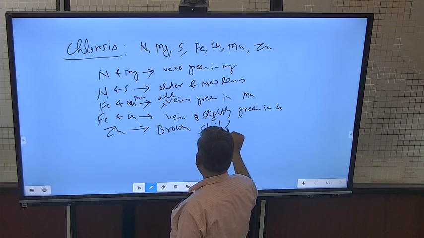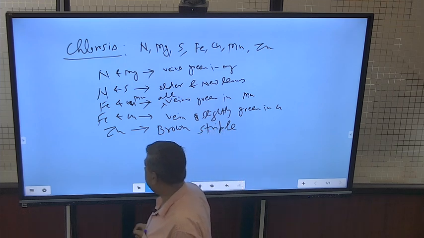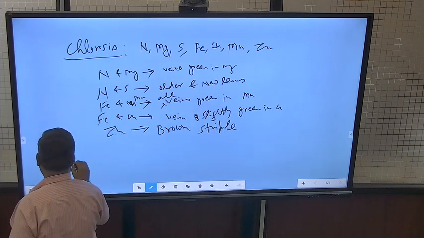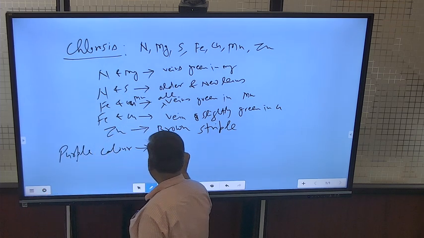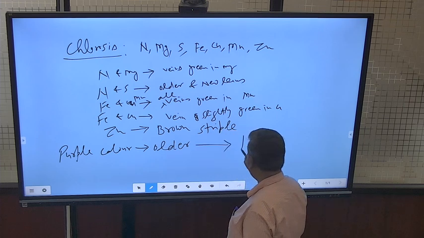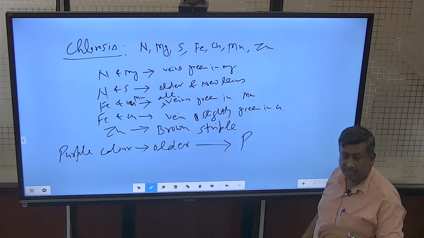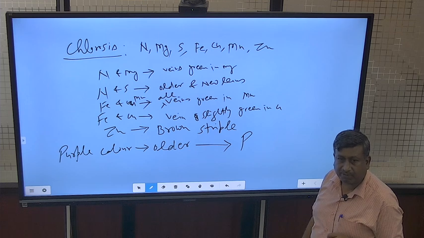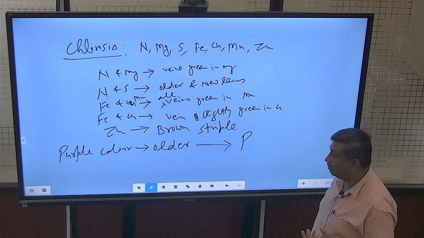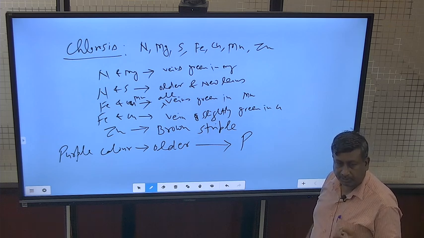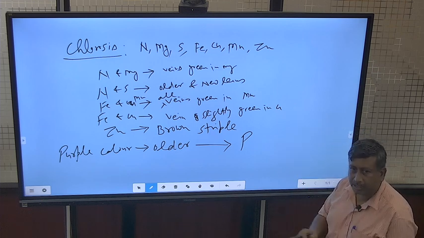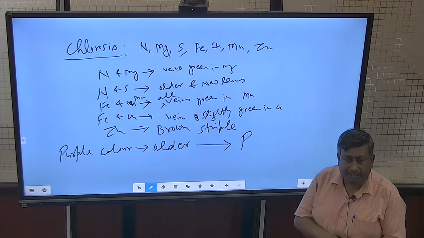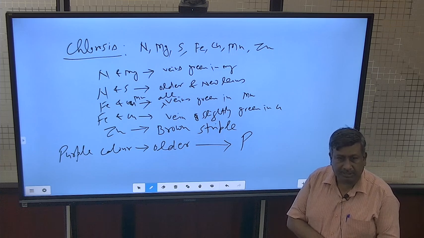And another very important one is anthocyanin pigmentation, purple color, particularly in older leaves. This is due to phosphorus deficiency. So this is a very peculiar, special characteristic of phosphorus deficiency, that older or lower leaves become purple because of accumulation of anthocyanin pigmentation. So this was about the deficiency symptoms, how to differentiate between the nutrients for deficiency symptoms.